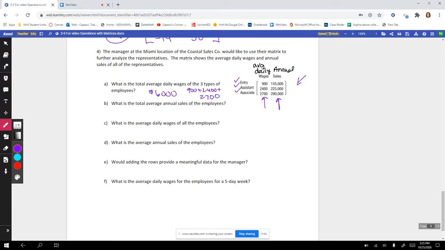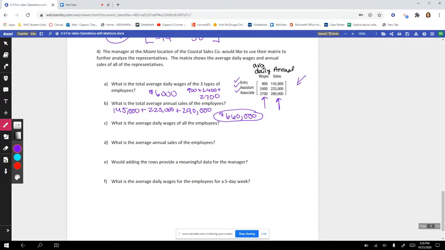Letter B says, what's the total average annual sales of the employees? And that's the same thing. If I add 145,000 and I add 225,000 and I add 290,000, I'm going to get 660,000. So that's going to be my answer there.